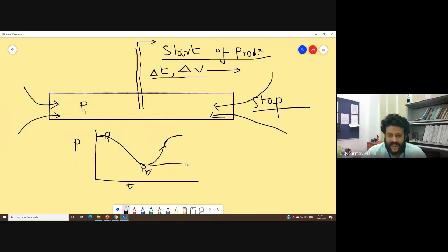Now, how much time will it take? That depends again on permeability. This time is also a function of permeability, right? If it is a very highly permeable reservoir, then the recovery time for the pressure to build up again and become PI will be shorter, right? And if it is a low permeability reservoir, then it will take more time to come to an equilibrium. Is that clear?